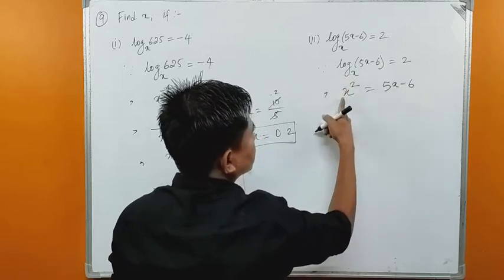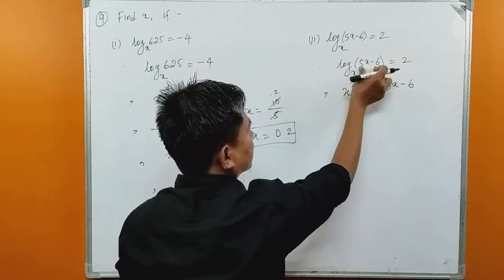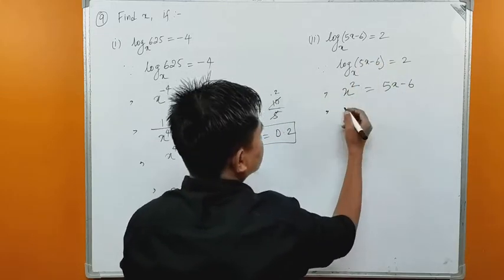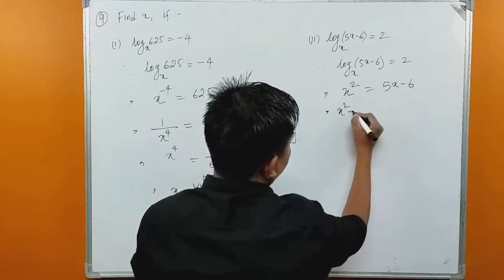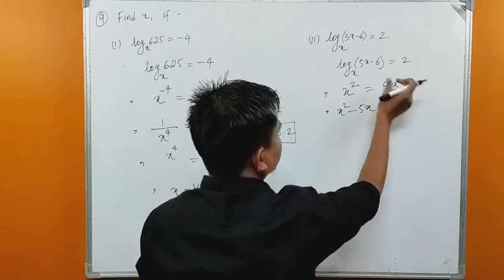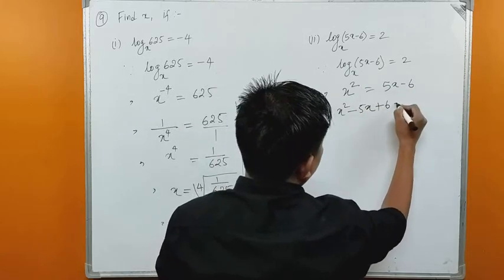This x base remains here, this 2 comes here as power, this 5x minus 6 goes to the right hand side. Now let us bring everything to the left hand side. x square minus this plus 5x becomes minus 5x. When we bring it to the left hand side, minus 6 becomes plus 6 equals to 0.